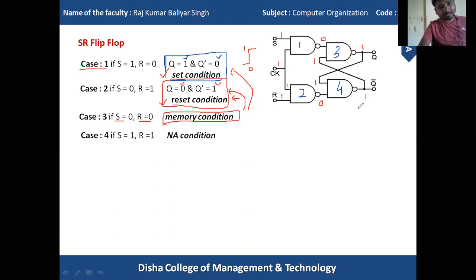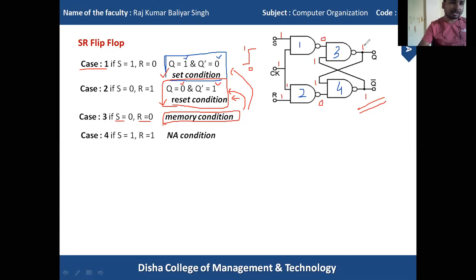So this violates the rule of the flip flop. The rule of the flip flop says that the outputs should be complements of each other. But this is not happening here. Here Q equals 1 and Q not equals 1. This is not possible. We cannot determine the state. That means we cannot say whether it is the set condition, the reset condition, or the memory state, or a new state will come.